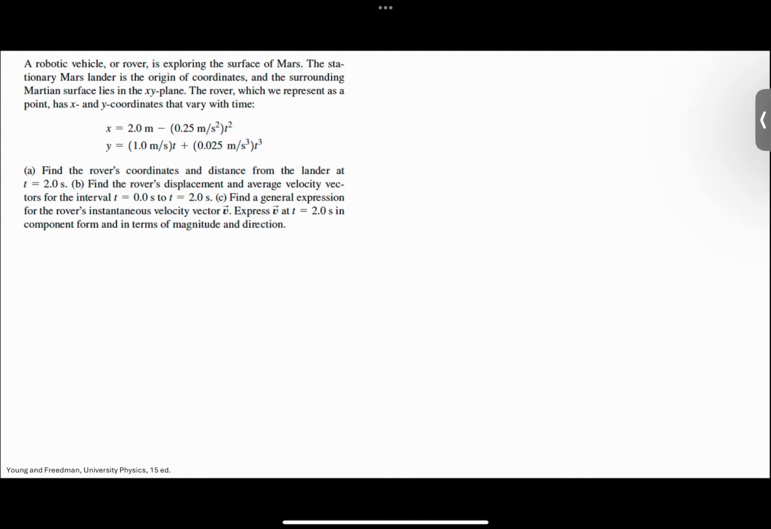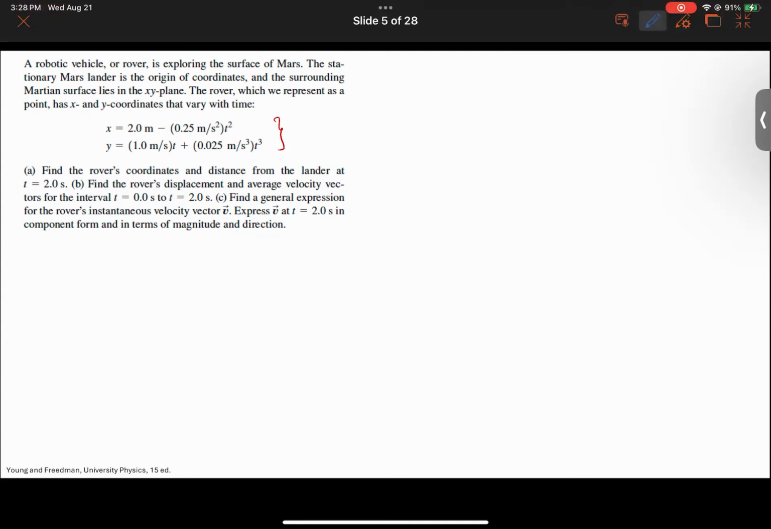Okay, so we always begin with what we know. And ang alam natin ngayon is that ito yung ating expressions for the x and y coordinates. Okay, so we want to find yung coordinates after 2 seconds. So ang gagawin natin is we use your expression.